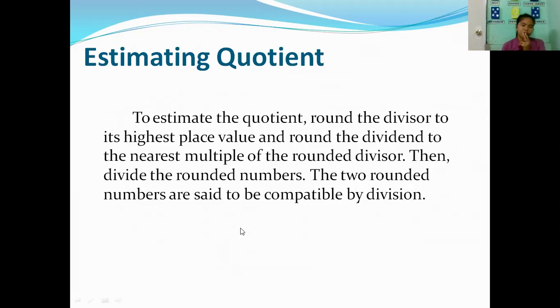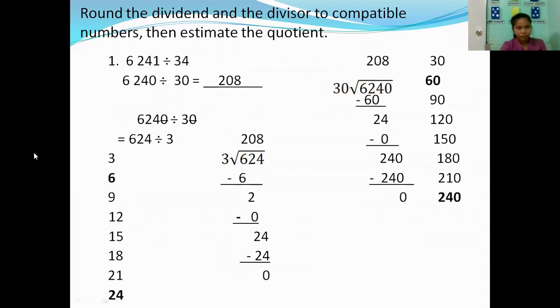Estimating quotient, at first we are going to round the divisor. You already know how to round numbers, right? Okay, we can recall rounding numbers: if the number next to our rounding number to its right is 5 or more, we are going to add 1. But if the number is less than 5, we are going to retain the number. Okay, we have here an example. Round the dividend and the divisor to compatible numbers. Then estimate the quotient.